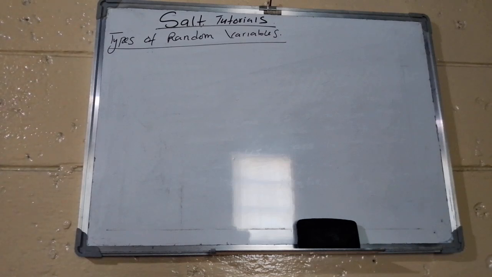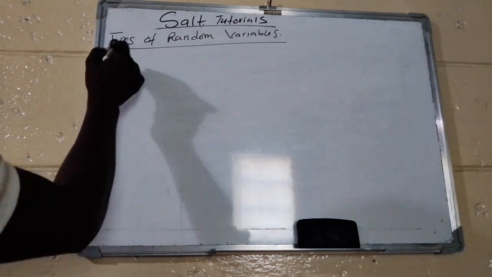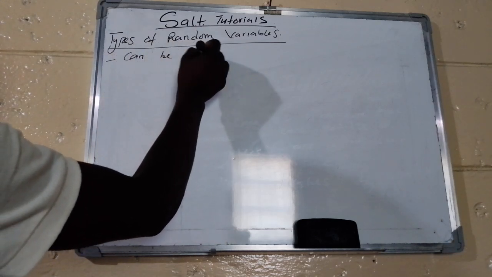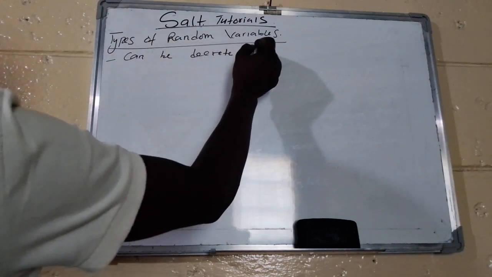Now, I want us to talk about the types of random variables. So we've understood the definition of a random variable. Now we're talking about the types of these random variables. What are we simply talking about under random variables? A random variable can be discrete or continuous.